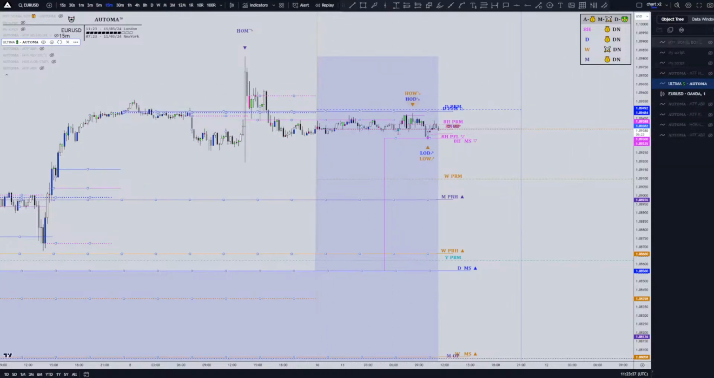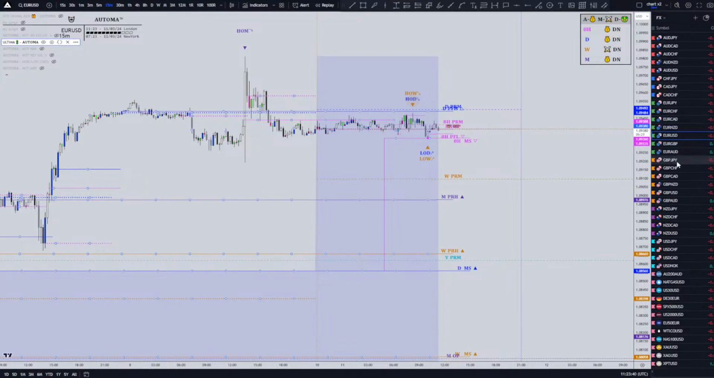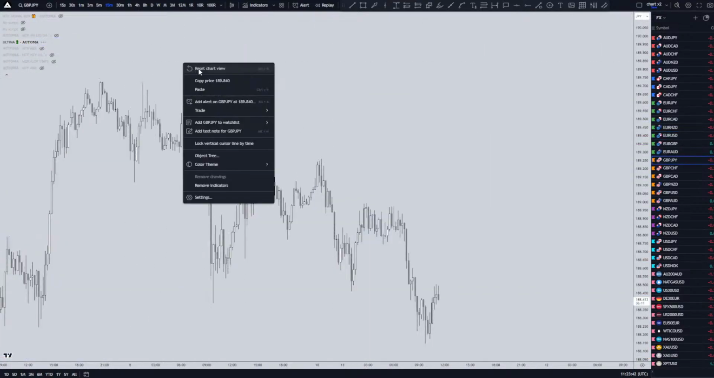GBP JPY, actually let me check. GBP JPY.